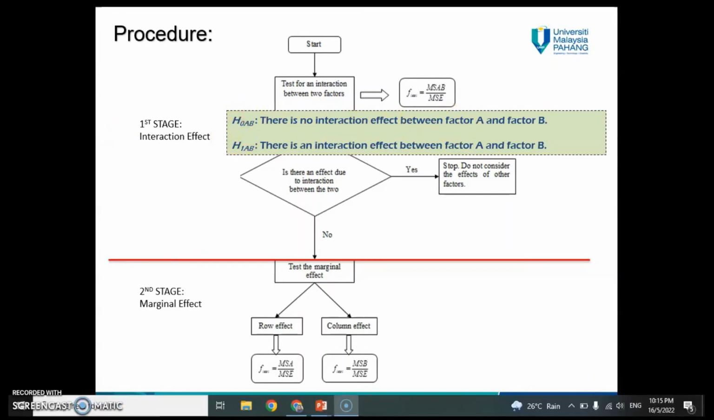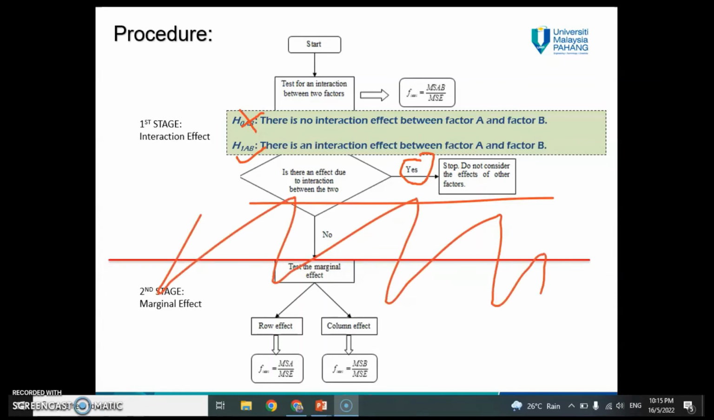Reject H null, so what does it mean? You reject H null, meaning that H1 is true. If H1 is true, it means that there is interaction effect between A and B. So if there is interaction effect between A and B, you will stop your analysis here. You don't need to do this anymore.